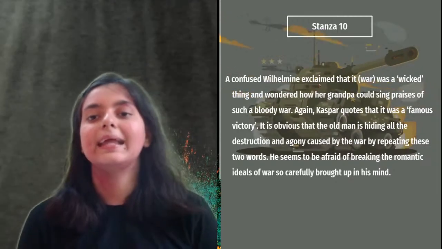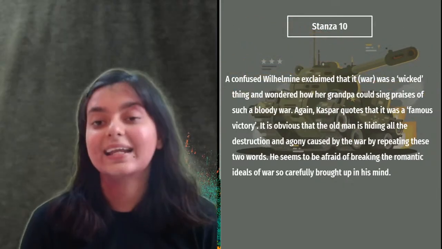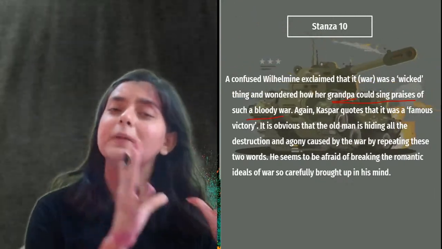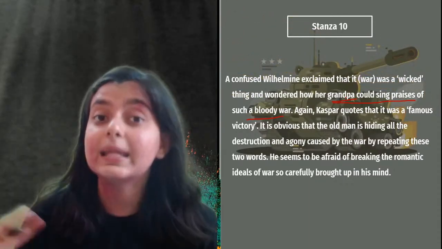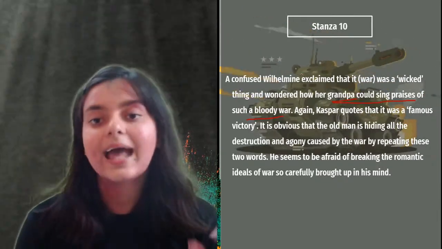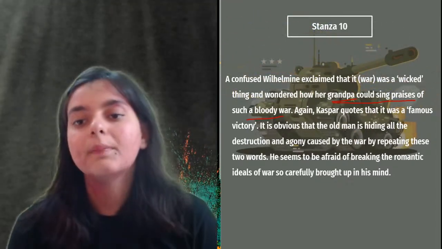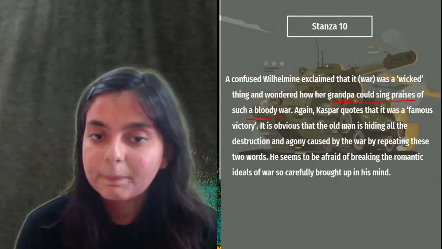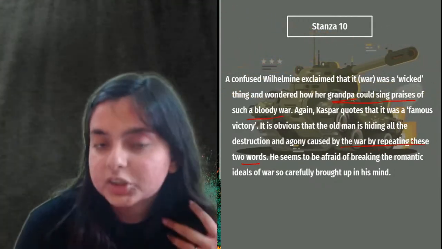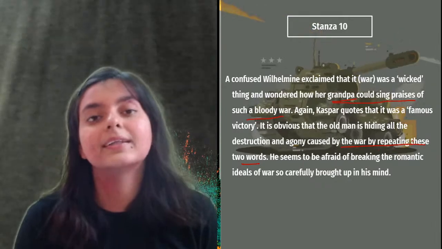So a confused Wilhelmine exclaimed that if war was such a wicked thing, how could her grandpa sing praises? Exactly. Even we are confused how people, now grandpa here is the mouthpiece of the people in general who romanticize and celebrate war, and sing praises of such a bloody war. And as Sanju pointed out, the grandchildren are the mouthpieces of the poet. It is obvious that the old man is hiding the destruction and agony caused by war by repeating these two words. Although he is describing the agony and the destruction, he is describing them in a very casual and nonchalant way, so that the impact is not more.